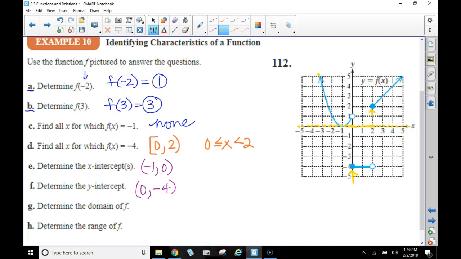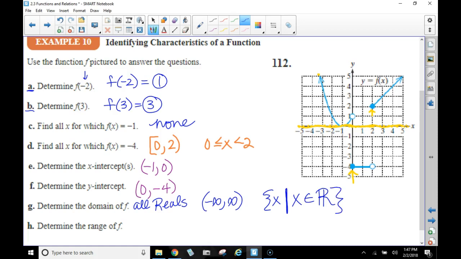So for our domain, I'm going to say all of it, all reals. We can say all real numbers or all reals, or we can say everything from negative infinity to positive infinity. Or we could say the set of all x values. I said that was interval notation, that's not. This is set builder notation. It's the set of all x values such that x is an element of the real numbers. That's fun.